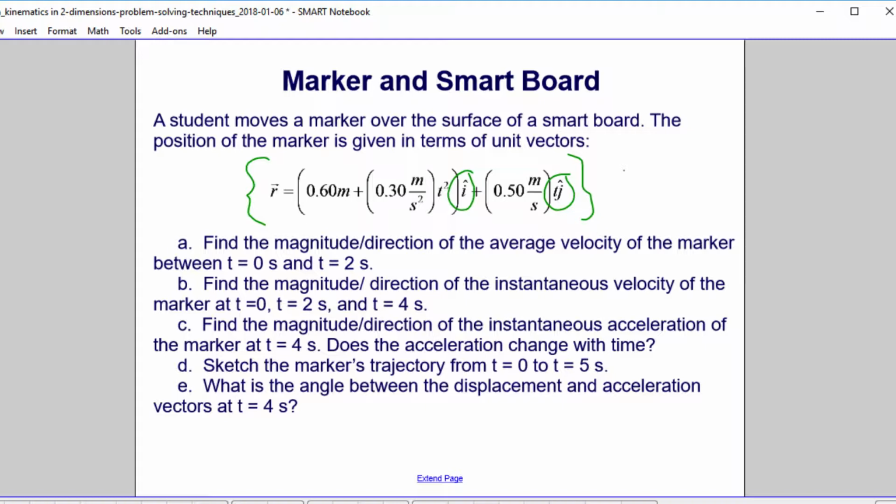Find the magnitude and direction of the average velocity of the marker between t equals 0 and t equals 2 seconds. Then find the instantaneous velocity at various times. Then find the magnitude and direction of the instantaneous acceleration at 4 seconds, and does it change with time? Is it a function of time? D, sketch the marker's trajectory. And E, find the angle between the displacement and acceleration vectors at 4 seconds.